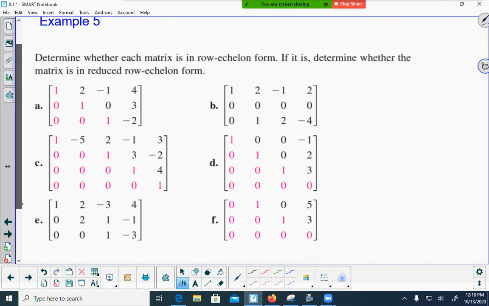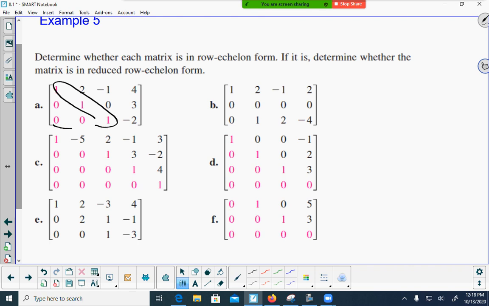It takes so long. So when I look at this A, I want you to tell me whether it's in row echelon form or reduced row echelon form. Kevin. That is in row echelon form because I have the ones, have the zeros, but these numbers are different.